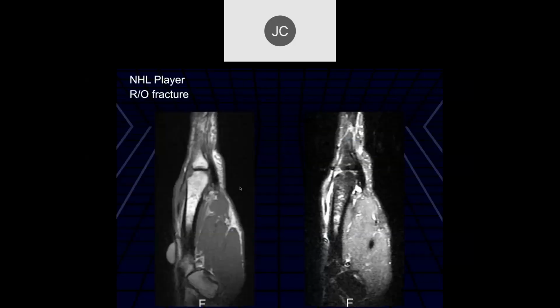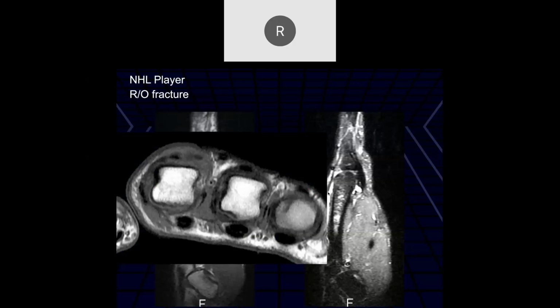Okay, Robert. All right, so we have an NHL player, rule out fracture, and looking at the dorsal aspect of the metacarpal there, the soft tissue, there's a lot of edema and maybe a tear of that extensor tendon.